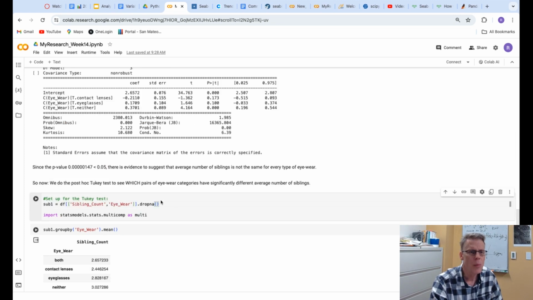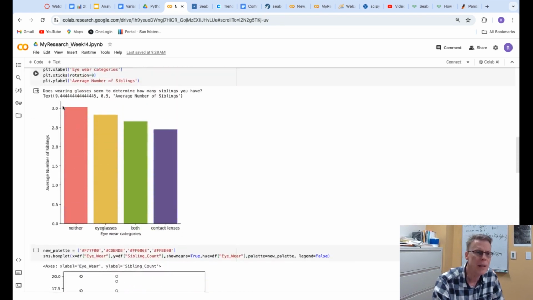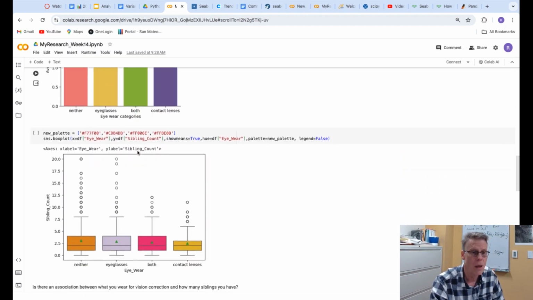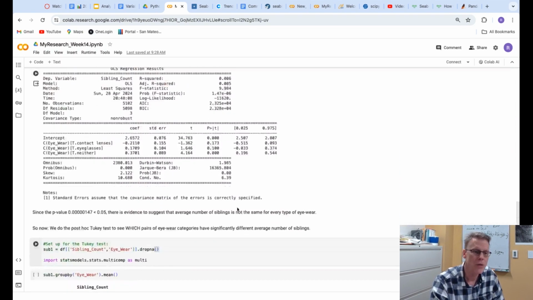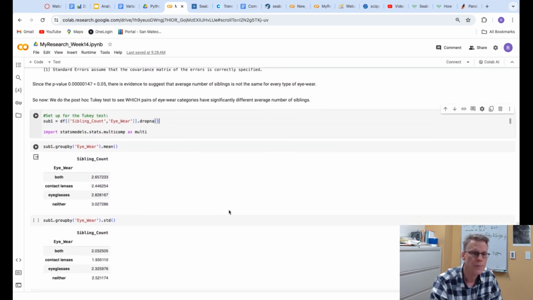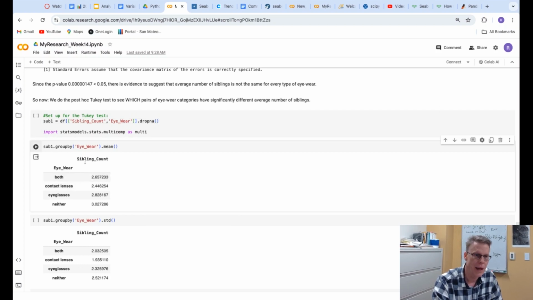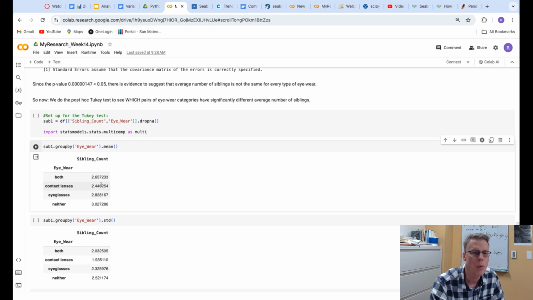I'm doing it because when I looked at these graphs, okay, this is about 3, and this is about 2.5 for these means. And okay, this is more spread out than this. But what I thought I'd do is show you how to see the actual means of the sibling counts for each of these different categories so that I can see them. Here's that one that's about 3, and here's that contact lens mean that was about 2.5. I can see what those numbers actually are.